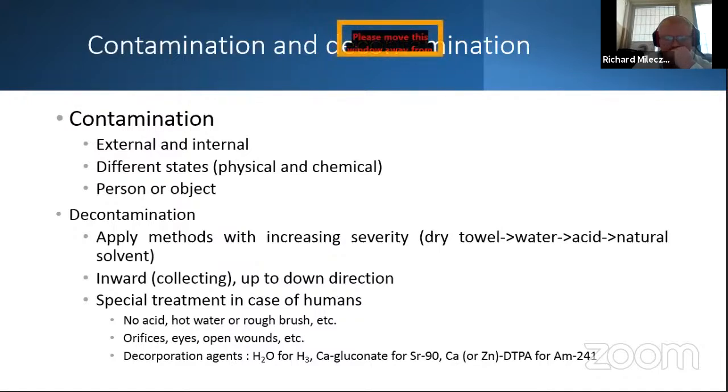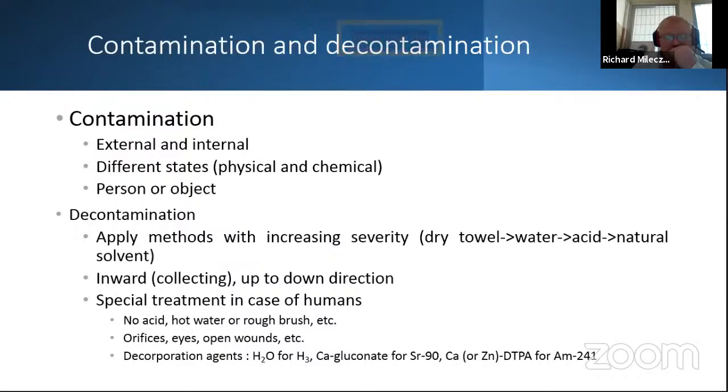While doing decontamination, direction matters. Generally, you try to collect the radioactive materials. That's why if it's on a horizontal surface, then you sweep inward, so to speak. And if it's on a vertical surface, for example a wall, then you go from up to down. In this way, even gravity will be on your side.